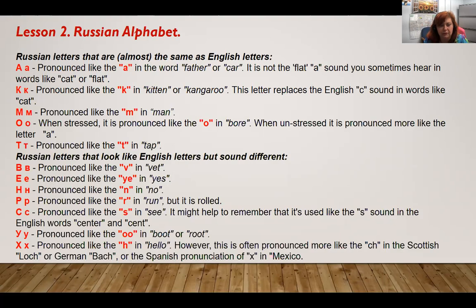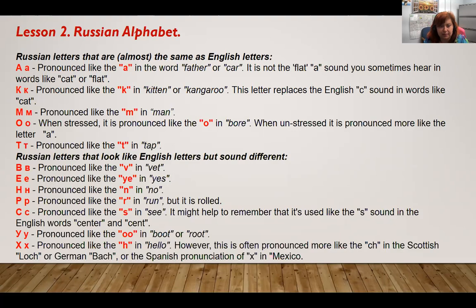Then we have probably the most known letter of the Russian alphabet, R. It's like R in run, except it's rolled. People who can speak Spanish will have no trouble making this sound. Trilled or rolled R. In English, in Russian, it is just letter R.